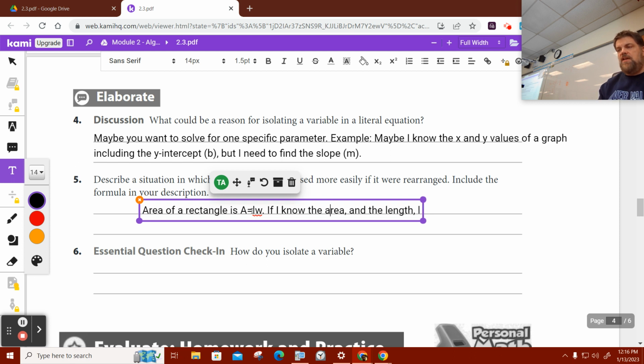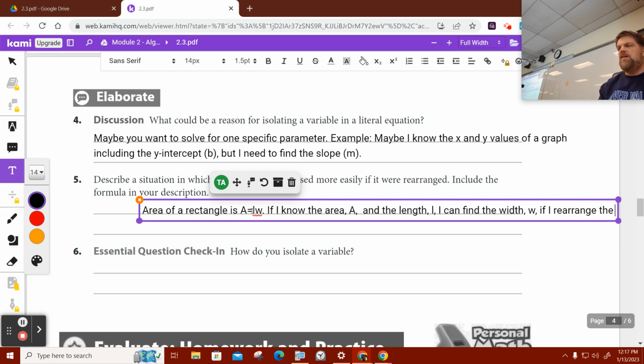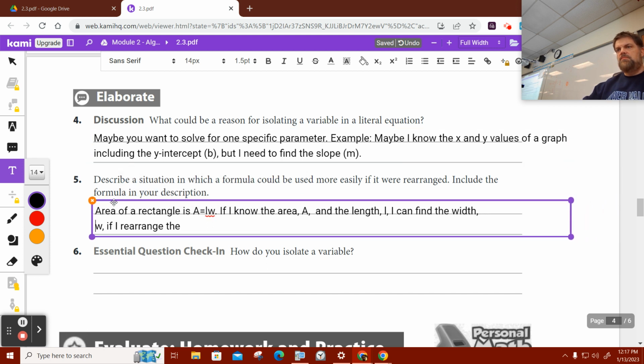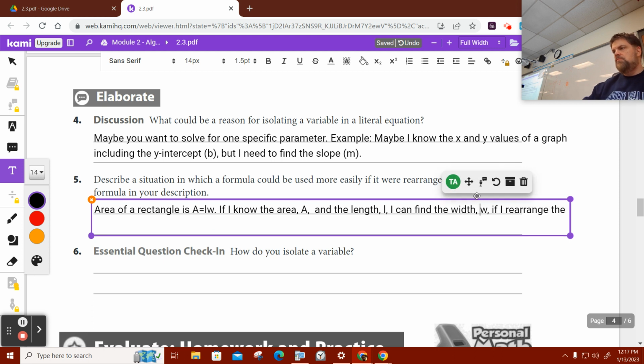so if I know the area, which is capital A, and the length, which is lowercase l, I can find the width, W, if I rearrange the formula to W equals the area divided by the length.